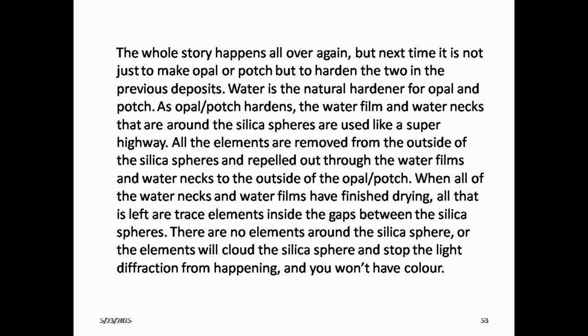The whole story happens all over again, but next time it is not just to make opal or potch, but to harden the two in the previous deposits. Water is the natural hardener for opal and potch. As opal and potch harden, the water film and water necks that are around the silica spheres are used like a superhighway. All the elements are removed from the outside of the silica spheres and repelled out through the water films and water necks to the outside of the opal/potch.